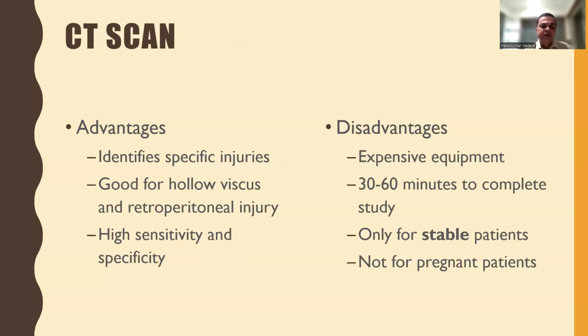CT scan is the gold standard technique. It identifies specific organ injury. It is good for hollow viscus and retroperitoneal injury, which cannot be detected by FAST. It is highly sensitive and specific, but the disadvantage is expensive equipment that is not available everywhere in small hospitals. It takes 30 to 60 minutes to complete the study. Sometimes you have to inject dye, you have to shift the patient, and sometimes it will take 30 to 60 minutes. If it is in-house, it may take a little less time.